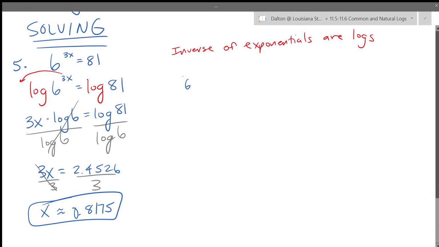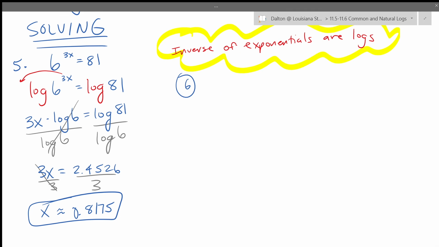Number 6. Again, this is another big takeaway for today. Inverse of exponentials are logs. That's what you use when you solve. So let's solve: 5 to the x power equals 4 to the x plus 3 power. So again, if my variables are in exponents, in order to get them down, I need to take the log of both sides.